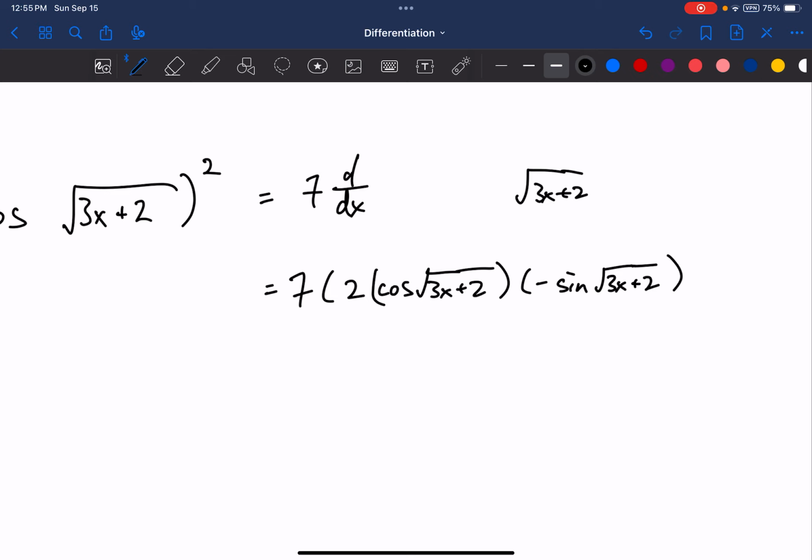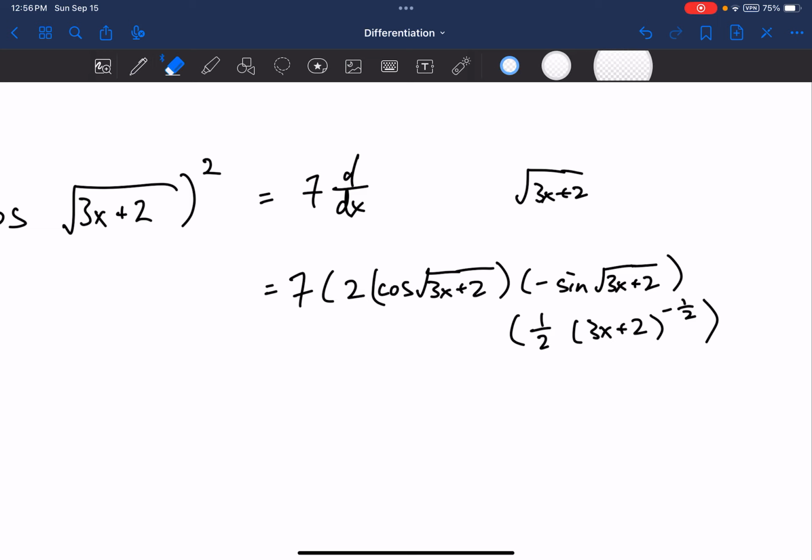Now we have to deal with the thing that is on the outside the most, which is the square root. So this we just use the power rule, and this will be 1 over 2, and then it will be 3x plus 2, and to the negative 1/2 power. Now we've dealt with this, and now it's just the most inside part, which is 3x plus 2, and this just ends up with 3. And then I can erase everything.